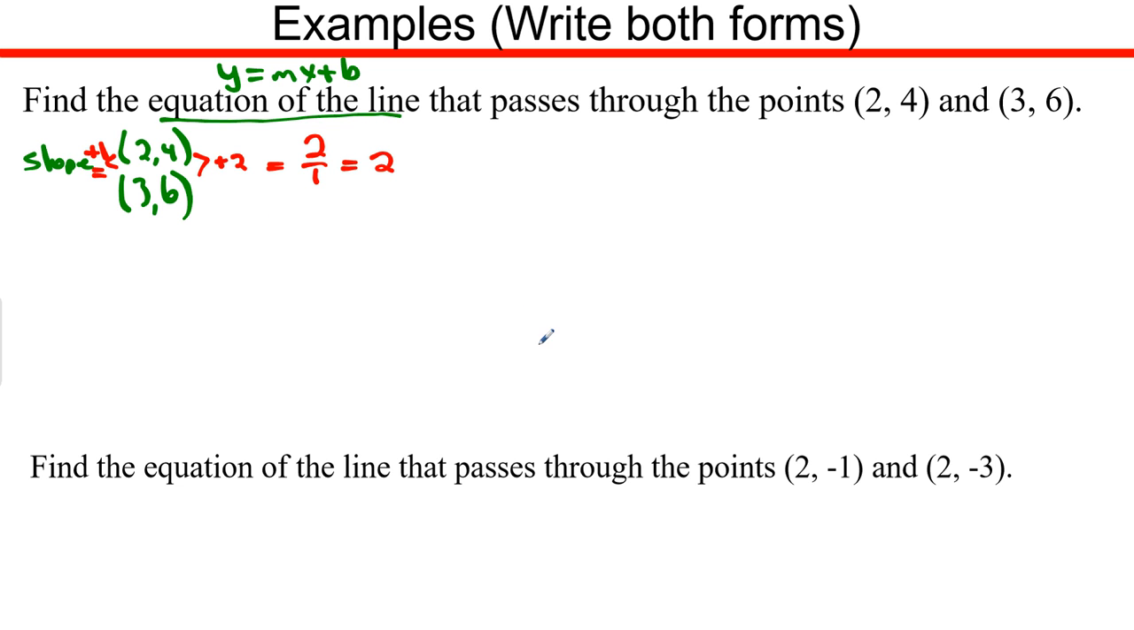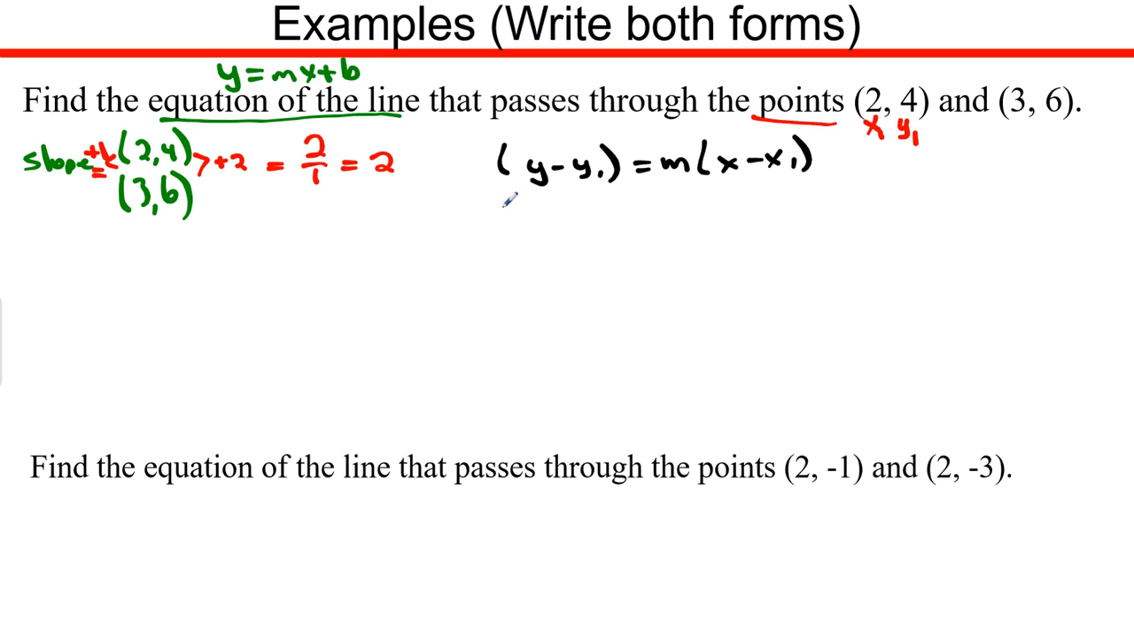Now that I got my slope, I have a point. Let's just pick the first one, x1, y1. I can go ahead and plug this into point slope form. y minus y1 is slope times x minus x1. And then plug it in.